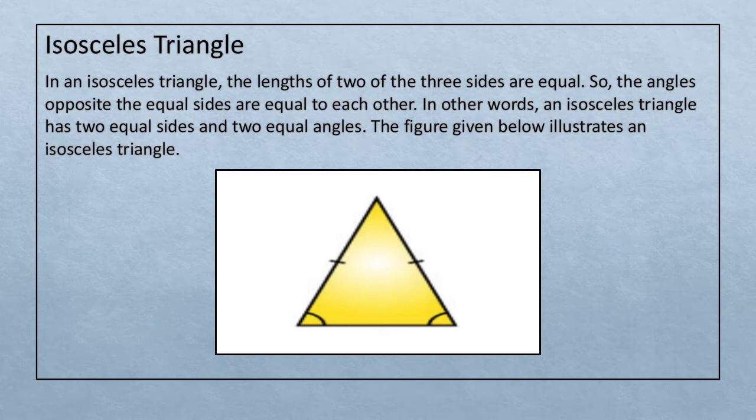Next is an isosceles triangle. In an isosceles triangle, the lengths of two of the three sides are equal, so the angles opposite the equal sides are equal to each other. In other words, an isosceles triangle has two equal sides and two equal angles. The figure given below illustrates an isosceles triangle.